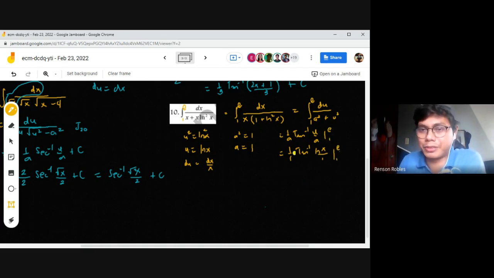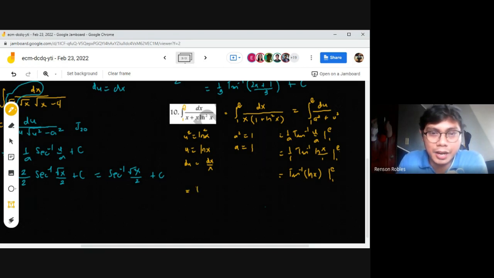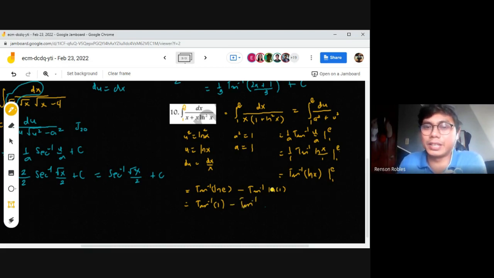And then simplify muna natin to. We'll have 1 over 1, that's 1. Arctangent, ln of x over 1. Evaluated from 1 to e. And we now replace x by e. Equals arctangent, ln of e, then minus arctangent, ln of 1. Okay? And you know that ln e is 1. So you have arctangent of 1 minus arctangent. You know that ln 1 is 0.